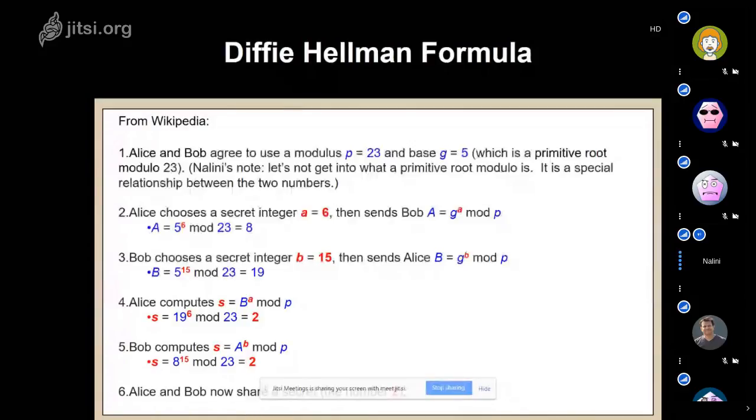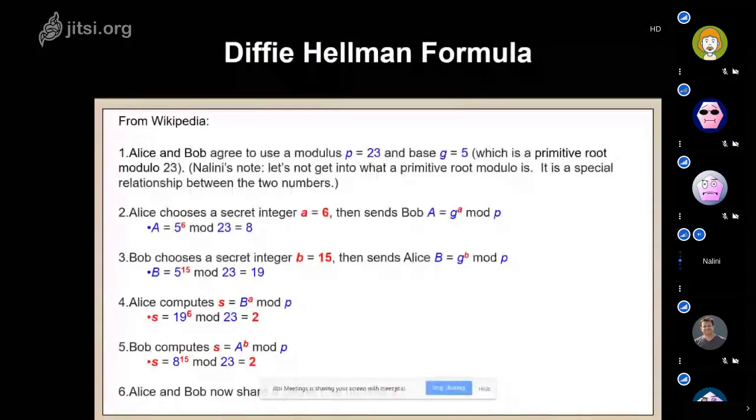You notice that the base, which is G, has to be agreed upon. So both parties have to agree on the base, and that's done offline, if you will. The base and the modulus have to be agreed on, and then the secret integer is picked.